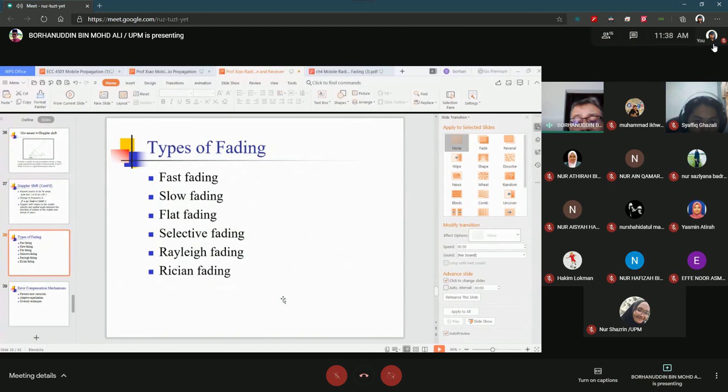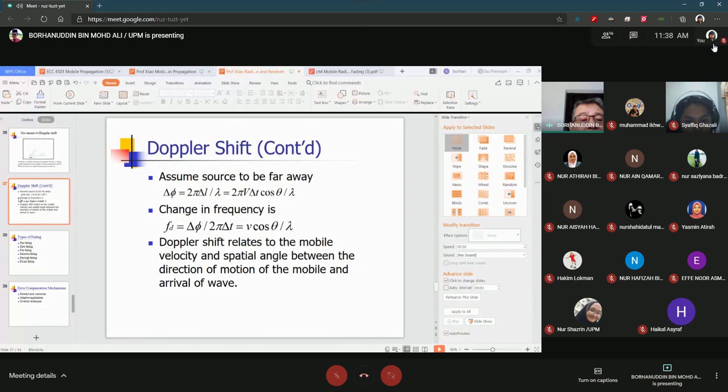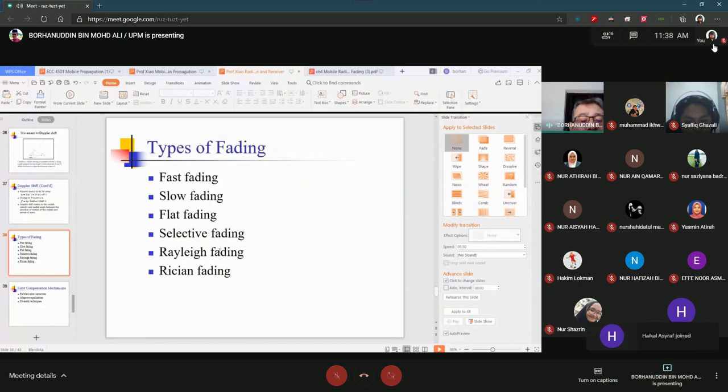Okay, we will revisit that because this one is too brief. I think that there are many other illustrations that are better than that. Now we are into fading, the types of fading, and all this.